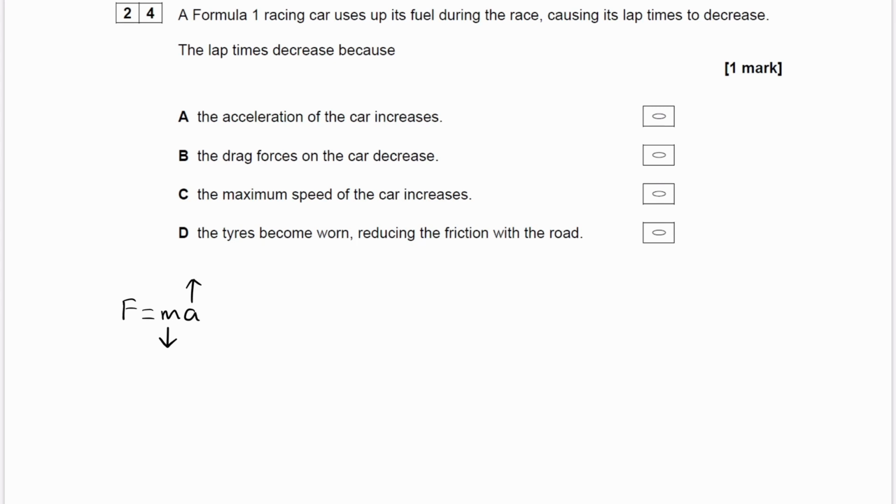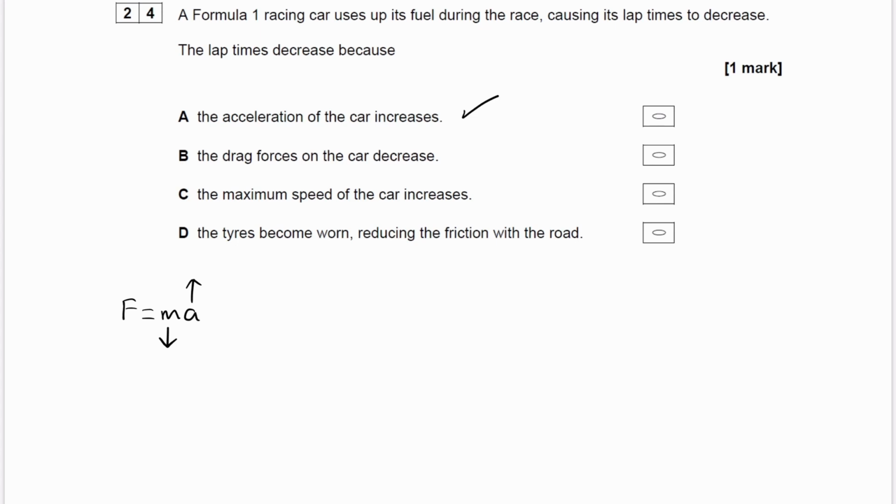So let's say an F1 car has just turned a corner. It's now accelerating to get up to max speed. The acceleration will be higher when the car is at lower fuel than when it is at high fuel. This means the car can reach top speeds in a shorter amount of time, and that will decrease the time it takes to go around one lap. So A is true. Let's look at the other options as well.